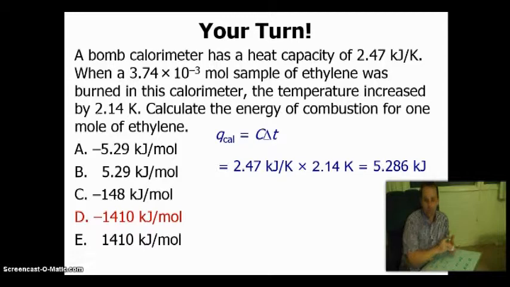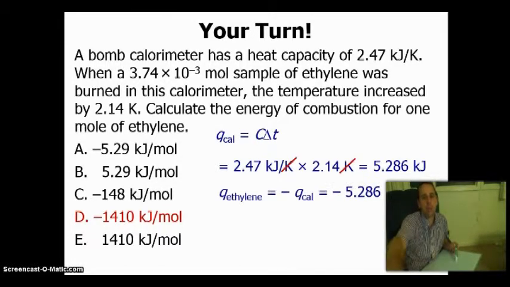Okay, so the change in temperature of the calorimeter went up by a positive 2.14 degrees Kelvin, right? 2.14 Kelvin. And that means that energy was absorbed by the calorimeter. It also means that that's how much energy, 5.286 kilojoules of energy, was released by the process.